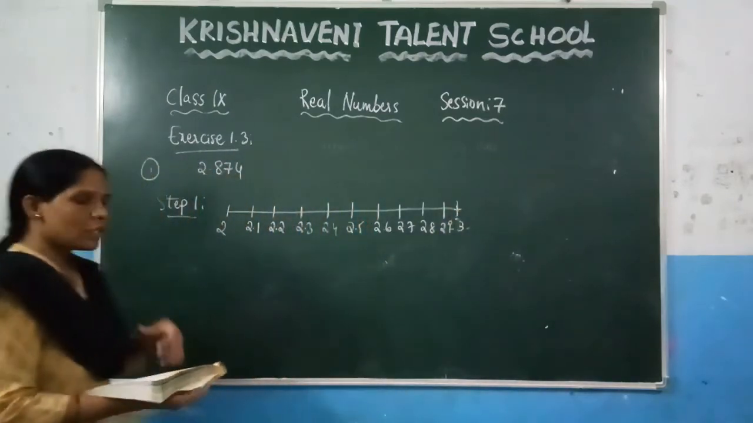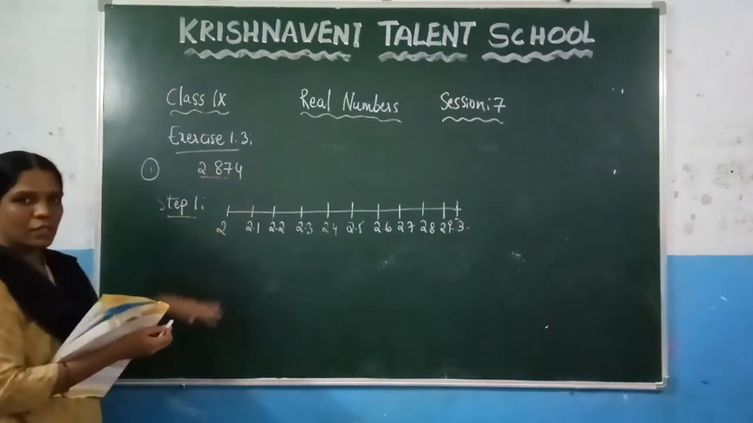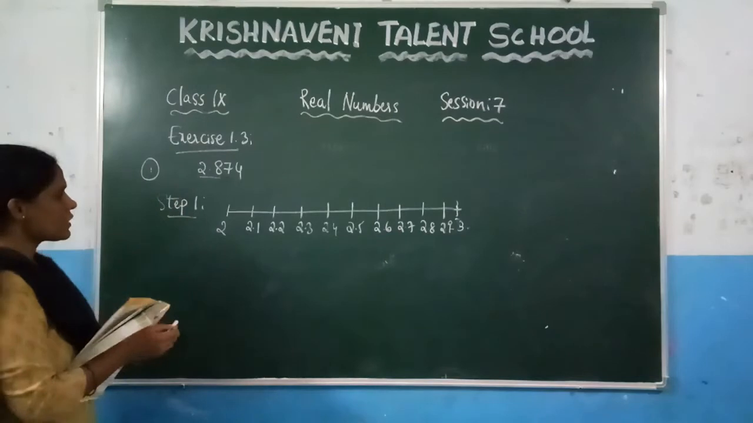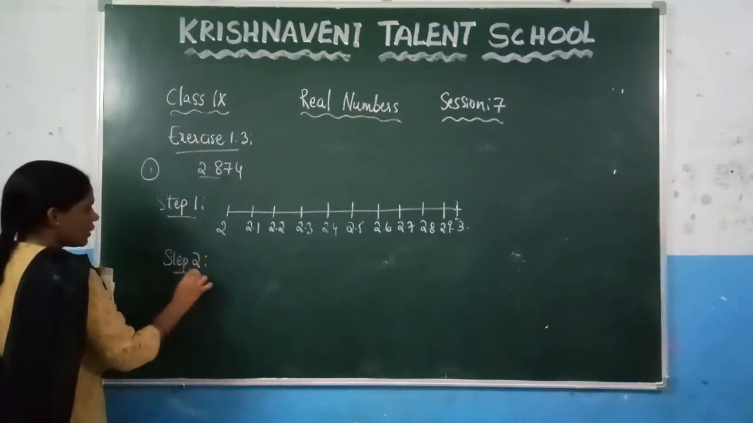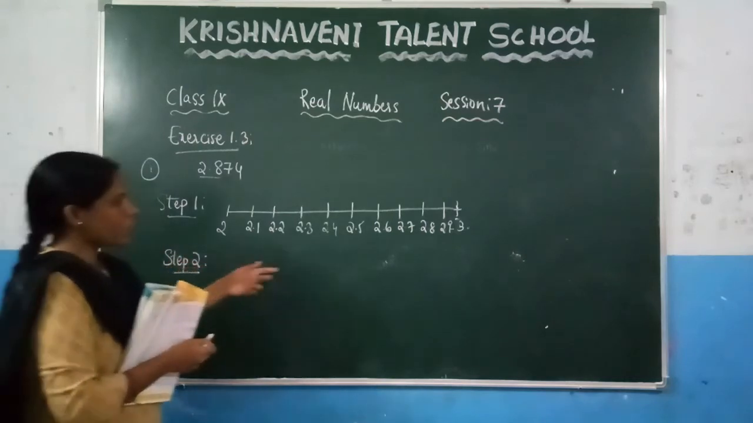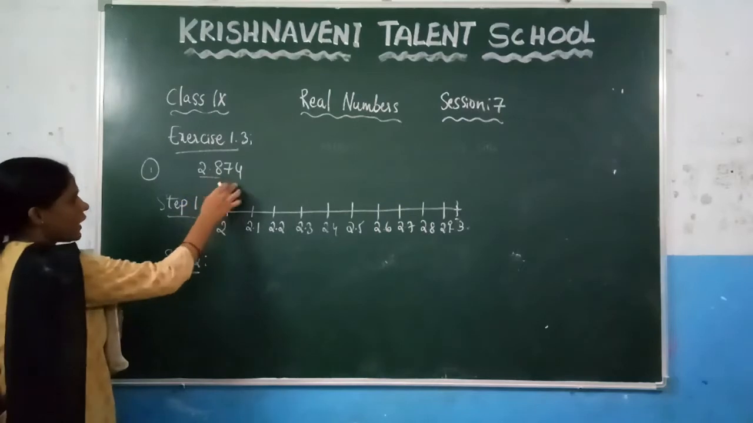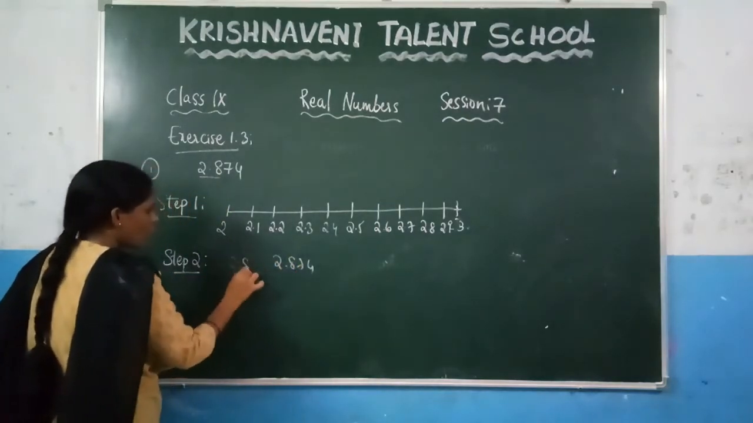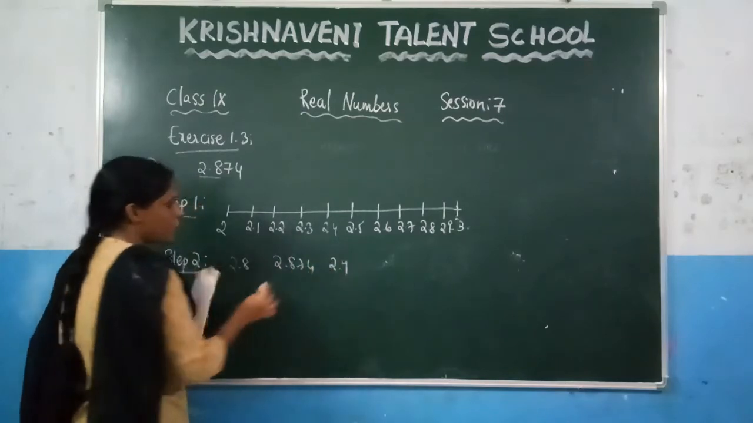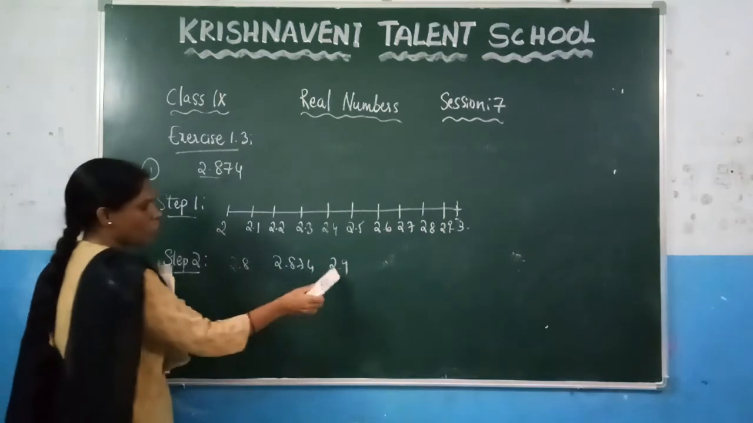And after that now you need to check 2.87. This is our 2.8. This is our second step. What is the second step? You need to check here 2.8. Where is 2.8? Here. So you know that 2.874 lies between 2.8 and 2.9. So you need to draw the line between 2.8 and 2.9.